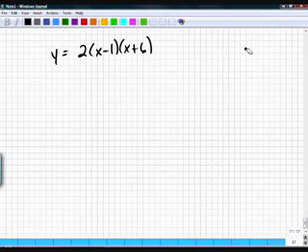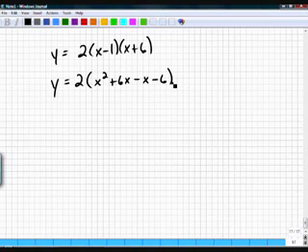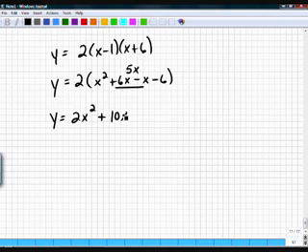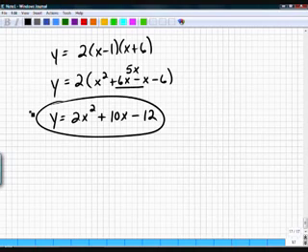But let's go ahead and write that in the form they want. Multiply 2 at a time. I'm going to leave the 2 out front and multiply x minus 1 and x plus 6. X times x, x squared. X times plus 6 is plus 6x. Negative 1 times x is negative 1x. Negative 1 times 6 is negative 6. Combine these, we get 5x. So y equals 2x squared plus 10x minus 12. That's now in your other form.